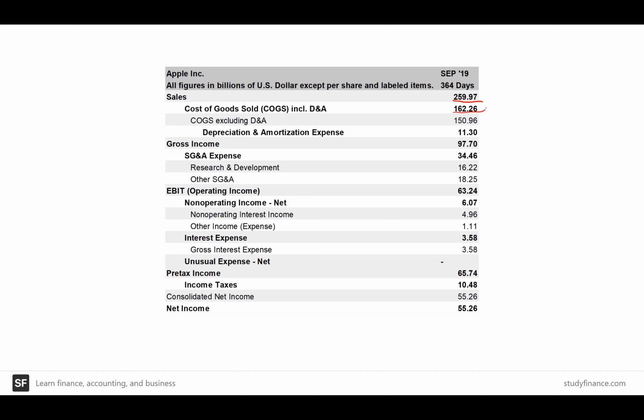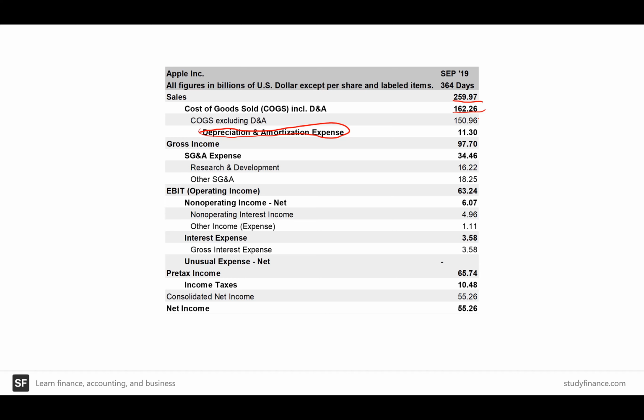In the case of Apple, they embedded depreciation and amortization within cost of goods sold, but have also separated out those items within COGS. As you can see, pure COGS, so cost of goods sold excluding depreciation and amortization, is 150 billion, while depreciation and amortization is 11.3 billion. So sales minus cost of goods sold gets us to our gross income figure.